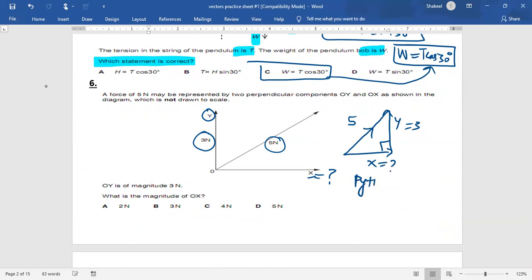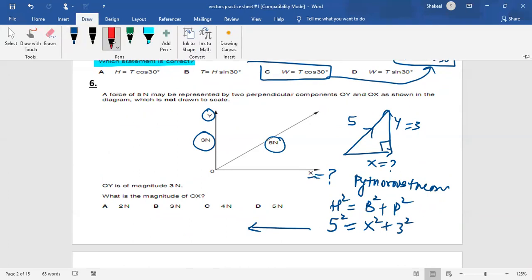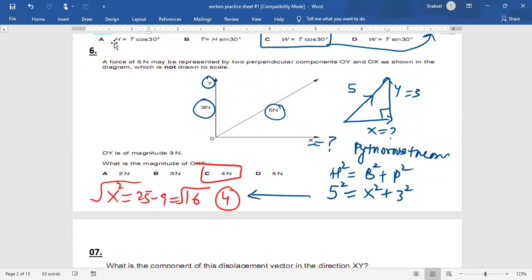So over here, you can use Pythagoras theorem. Using Pythagoras theorem, hypotenuse square equals base square plus perpendicular square. So the hypotenuse is 5, base is X, and perpendicular is 3. When you solve it, X square equals 25 minus 9. It is 16. Take its square root. So your answer is 4. So this is 4 Newton. So I've done it in a different way.